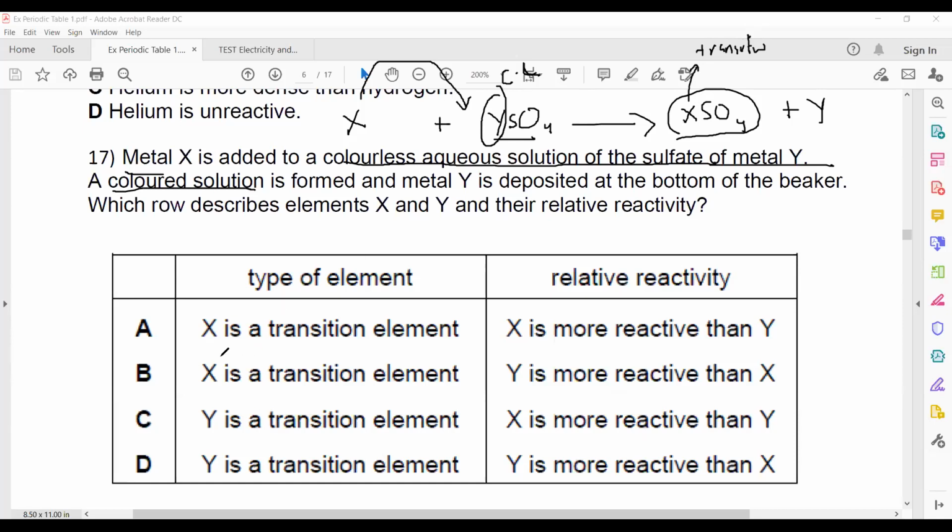So in the question, which element is a transition element? X is a transition element. And X is more reactive because X is able to displace Y. So X is more reactive than Y.